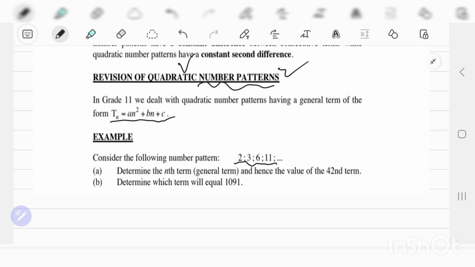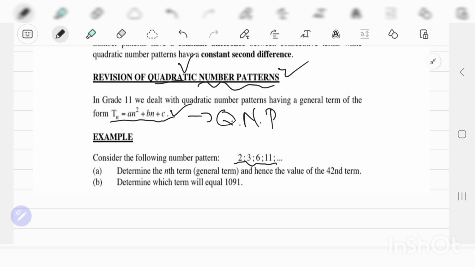People, you'll be given a formula. You have to know it, by the way, because I don't think it is given at the back of the answer sheet. So it is important that you keep this in your mind. Again, it is given by Tn = an² + bn + c. This represents a quadratic number pattern.